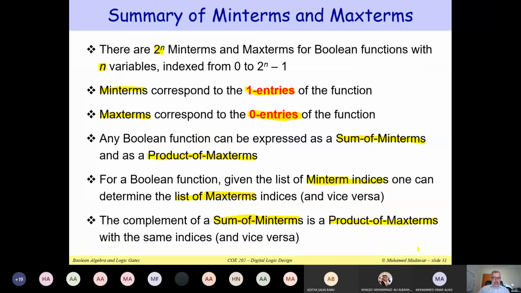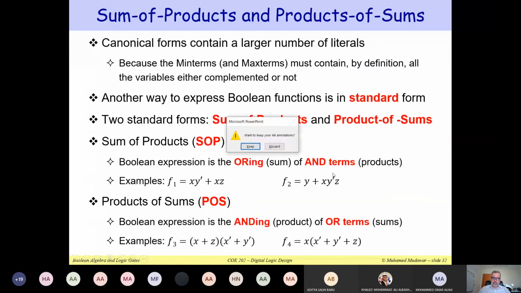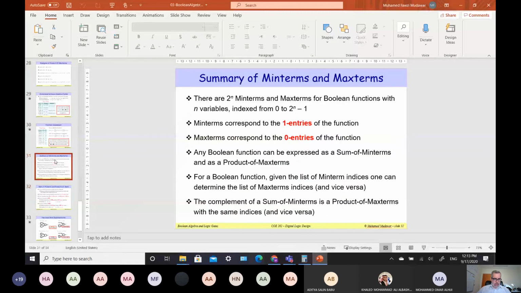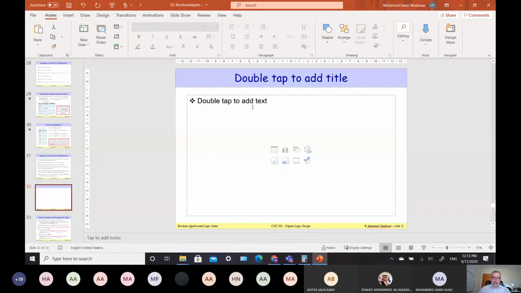Before I talk about the next topic, let me just escape here. What I will do now is create a new slide, just an empty slide. Let me remove this, and I'm going to ask you a few questions. Can you see this empty, blank slide?